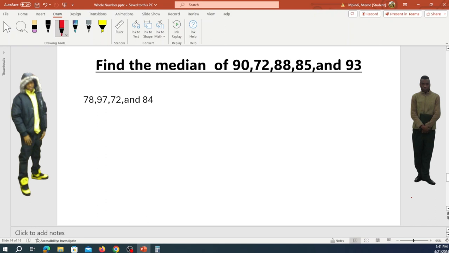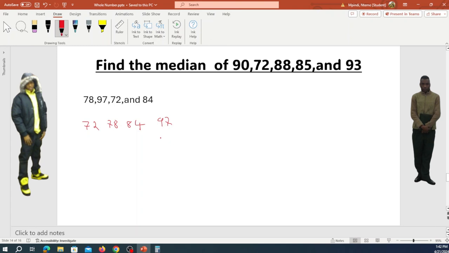So we're gonna do another exercise. So when you take a look, we have to rewrite it. The smallest one is 72. After 72, what's the smallest one? 78. Because this is the smallest one. After this one is this. After this is 84. After 84, we got 97.